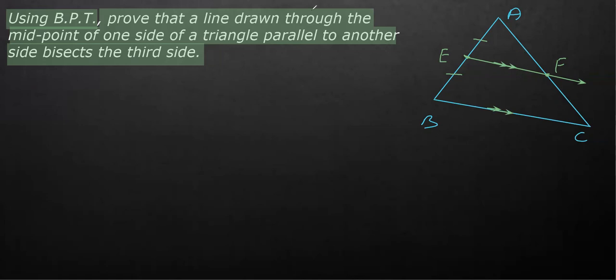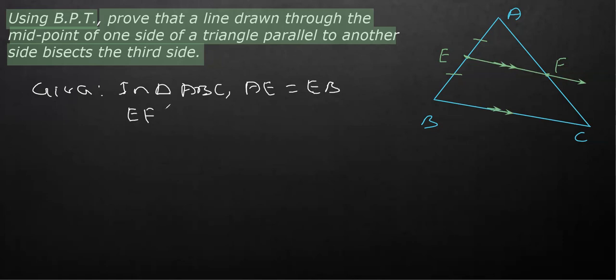So let's write down the information given. We are given in this question that in triangle ABC, we have AE is equal to EB. Further, it is also given that EF is drawn parallel to BC. And what we need to prove here is that AF is equal to CF. But keep in mind, we have to apply BPT, right? Using BPT is what we have to prove.